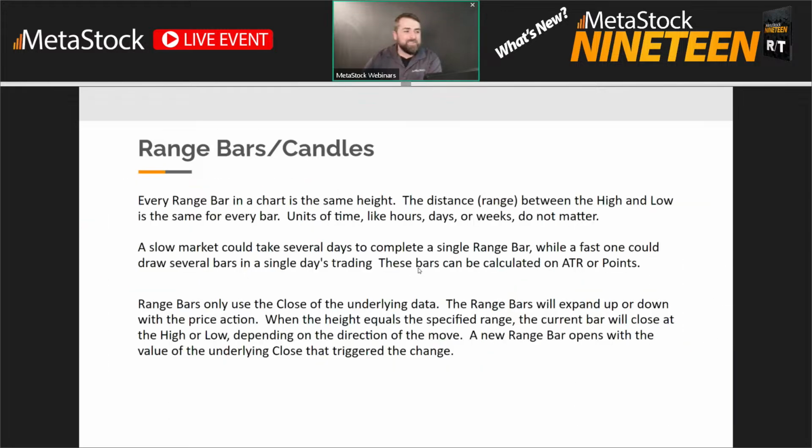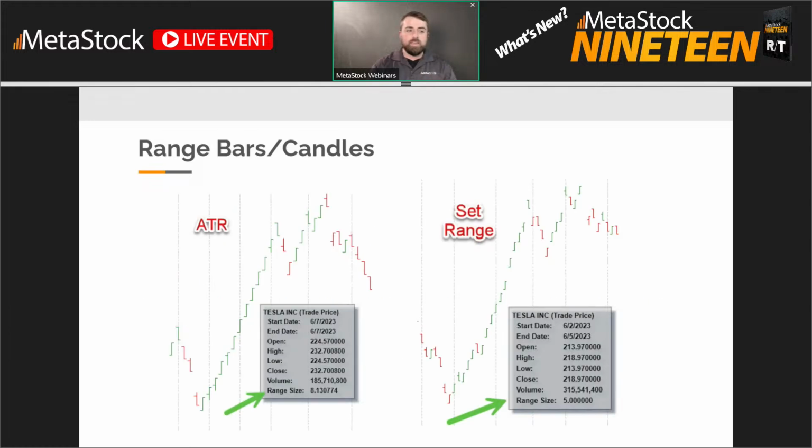So range bar candles, every range bar in a chart is the same height. The distance between the high and the low is the same for every bar. That means the unit of time, like hours, days, or weeks, doesn't really matter because it's using a range instead of a date. A slow market could take several days to complete a single range bar, and a fast one could make several bars in a single day. Range bars only use the close of the underlying data.